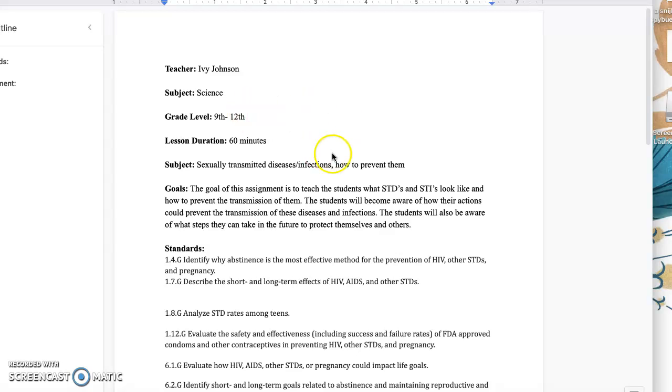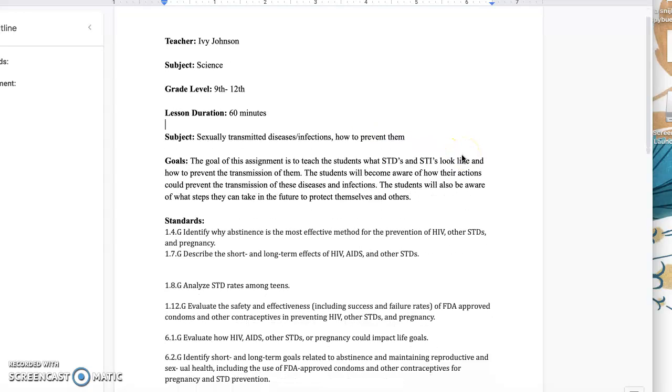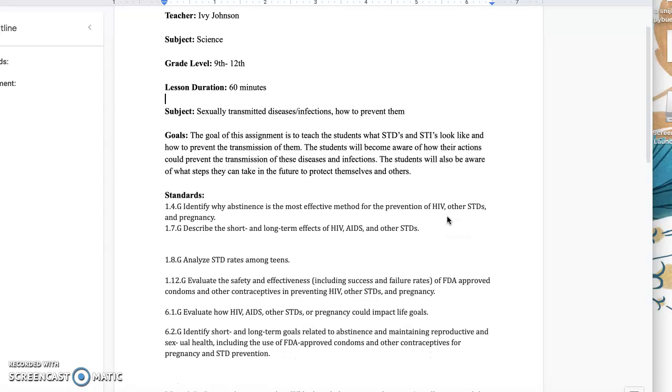So my subject is science, and my grade level is 9 through 12. My lesson duration is 60 minutes, and my subject is sexually transmitted diseases/infections and how to prevent them.